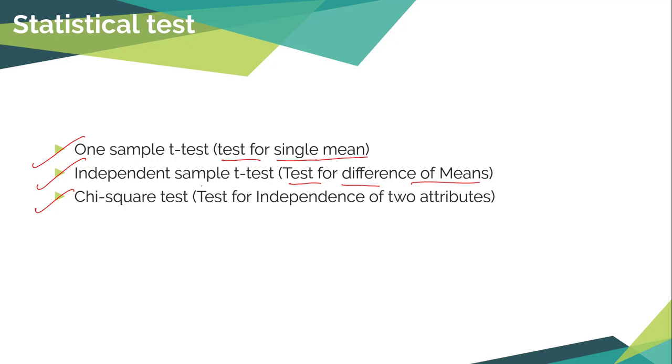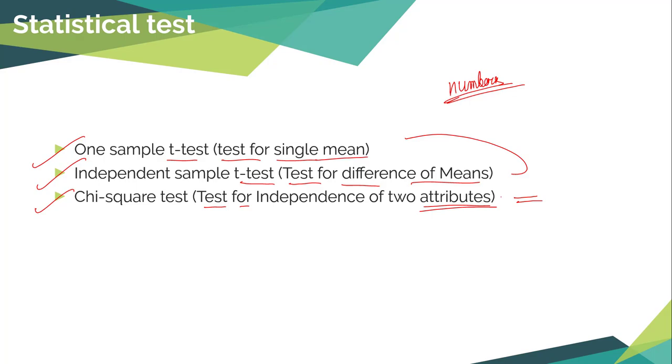Now the difference between these three: the t-test, as the name suggests, is the same. So the one sample t-test and independent sample t-test are for numbers, or for numerical data. The chi-square test is, as the name suggests, a test for independence of attributes. What are attributes? Attributes are categorical data. So if you are going to test numerical data, we are going to use the t-test. For categorical data, we are going to use the chi-square test.